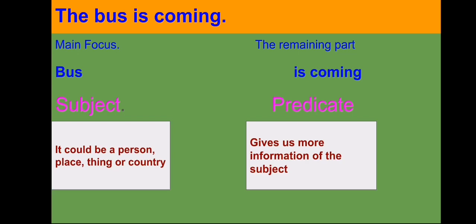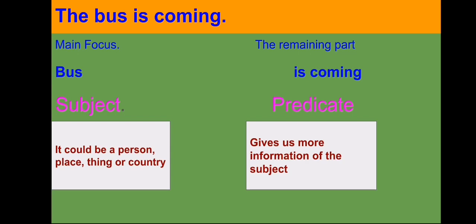Now coming to subject and predicate. The sentence was, the bus is coming. Where is the main focus given? The main focus is given on the bus, who is the doer of the work in the sentence, and that is generally the subject. The doer of the sentence may be any person, place, thing, or a country. So, the person or the thing which is doing some work in the sentence is called the subject.